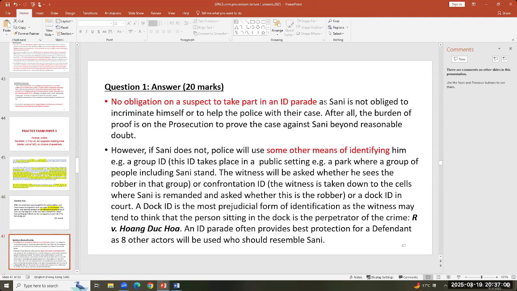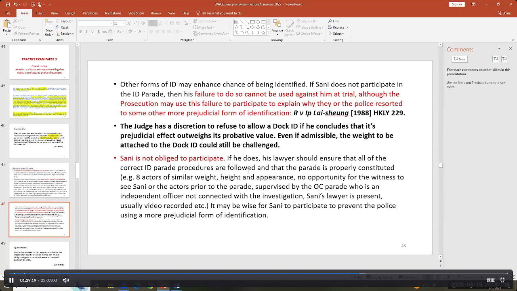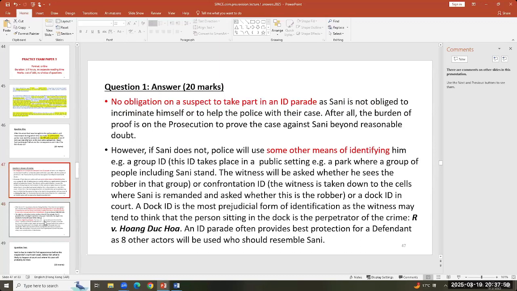So we would start off with the same points that we've already talked about for the last exam paper, but it means that they will use some other method of ID. Okay, so we've already covered all of this on this first slide. We've covered a little bit about what the disadvantage is of not going into an ID parade. He's not obliged to participate, but because this is worth 20 marks, we want to give a little bit more detail here. So if he does decide to participate, the lawyer would need to make sure all of the correct procedures are followed: 8 actors of similar weight, height, appearance, no opportunity for them to see him before the parade. We have an independent officer supervising the parade. His lawyer is present, etc. Okay? So that is an easy question for you guys for 20 marks.